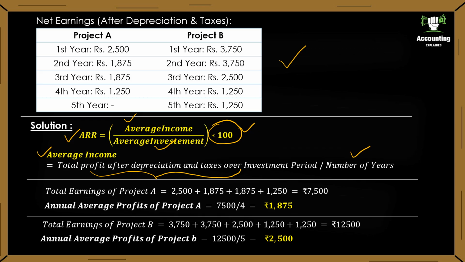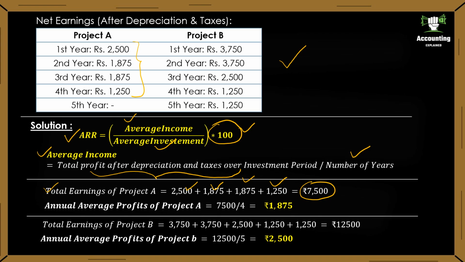So we are going to find out total earnings of project A. That is total profit after depreciation and taxes for project A. See here, project A, total earnings is given here. 2500 plus 1875 plus 1875 plus 1250 is 7500, which is the total earnings for project A.